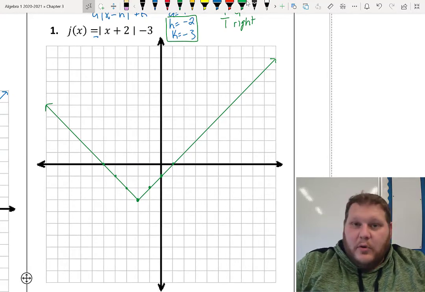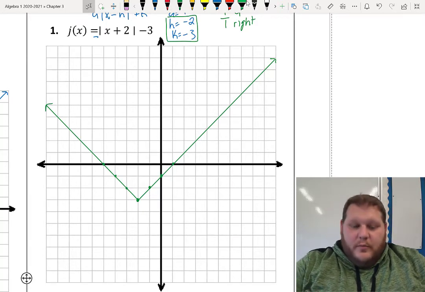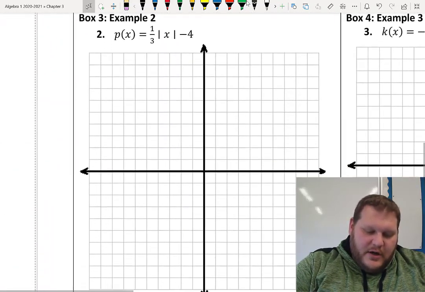Okay? We're going to do some more. It takes some getting used to. I totally realize that. And I can tell you now, there's only one of these problems on the test. So temper your confusion. Temper your frustration.